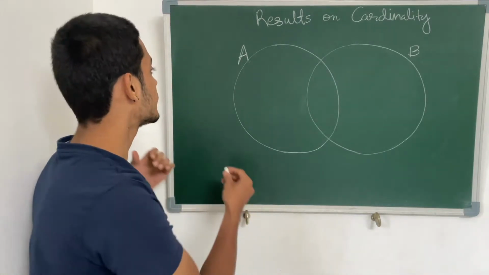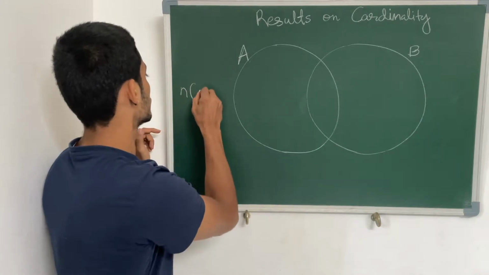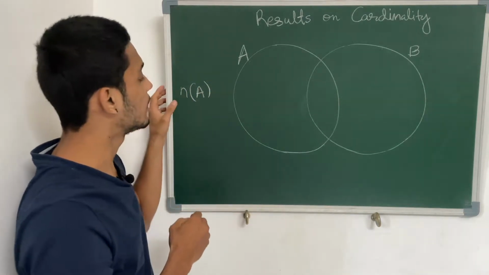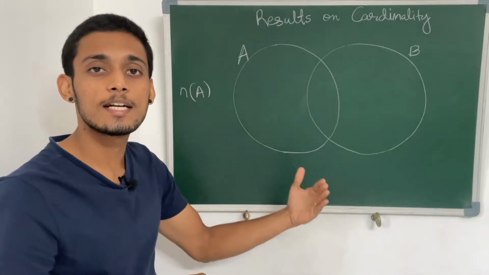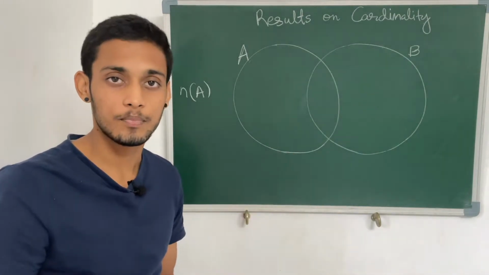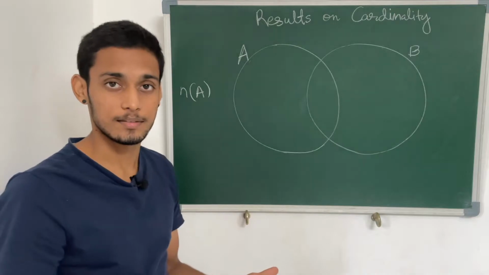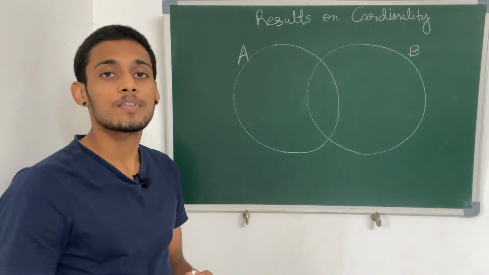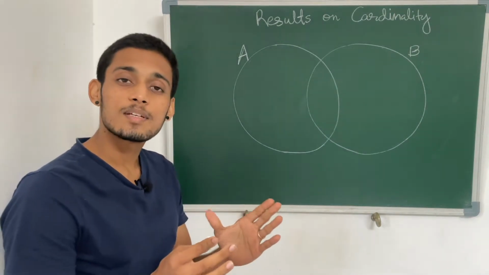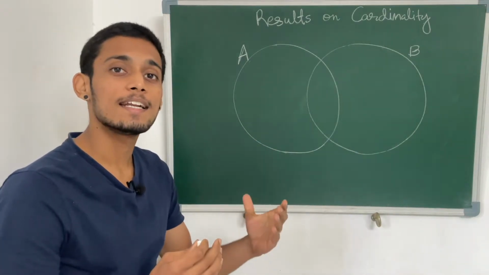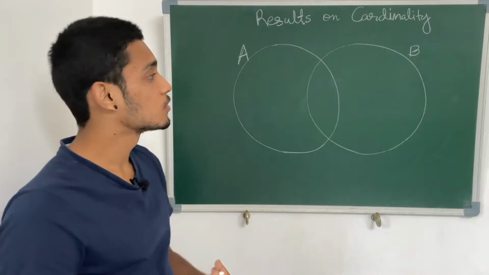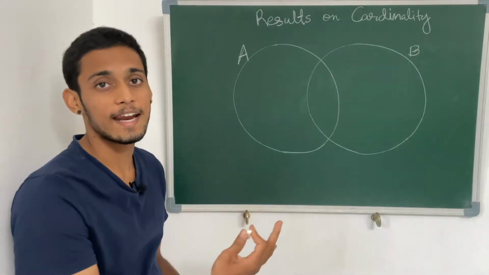So it is denoted as the number of elements in A. In the same way, cardinality of the set B is the number of elements in B. So that is what cardinality means. Now we will see some important results based on the Venn diagrams relating to the cardinality of sets. So here I have taken two sets A and B.